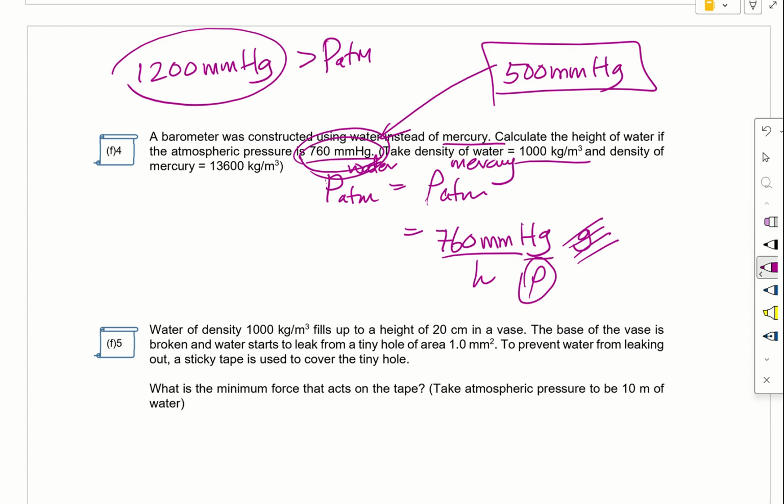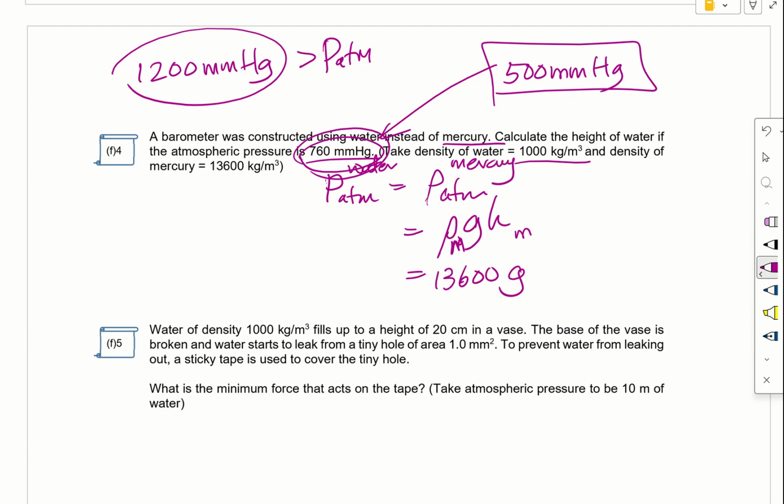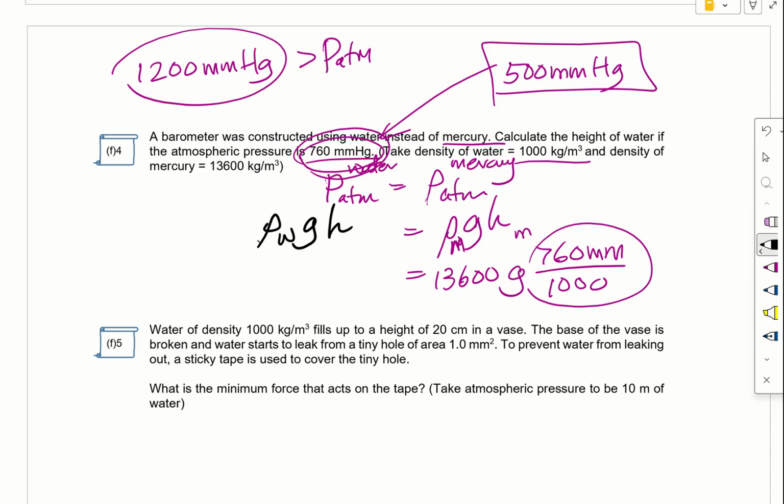Now we have 760 mmHg. Maybe we can write out the formula. It's actually rho GH, right? We have to use rho of mercury. G is the same, and the height of mercury. So the density is 13600, we have our G, and the height is 760 mm over 1000, because we want to convert it into meters. On the other hand, for the water, it is again rho water, G, and H water.